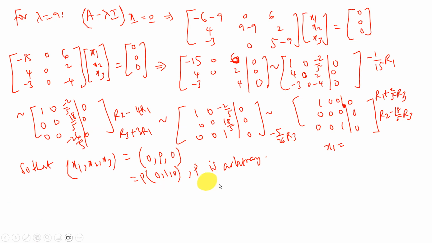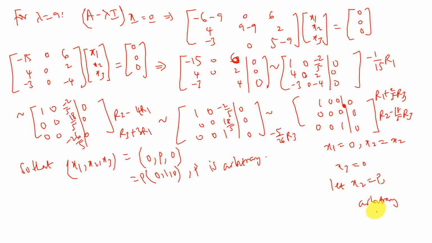Okay, too many matrices, a bit boring and redundant. So you have x1 is 0, x2 is x2, and x3 is 0. Obviously here what we did was to say that x2 be p where p is arbitrary. But in this case, p cannot be 0. Why? Because then the eigenvector is going to be 0, because it's only p that is the non-zero entry there. All right, so we have this.